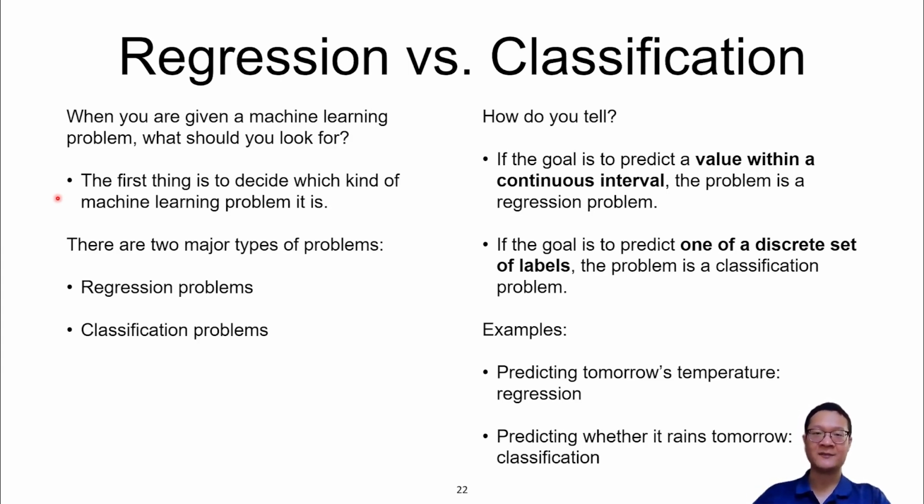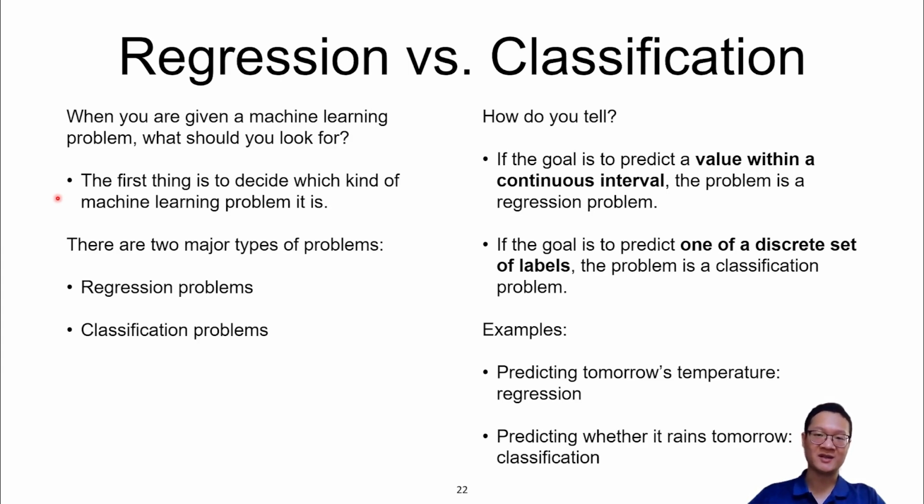So how can you tell? If the goal is to predict a value within a continuous interval, then we have a regression problem. Some examples include predicting the stock price, or asking a robot to decide where to move to next, right? So position and velocity are continuous values. We can also predict the temperature of different cities, for example. So all of these are regression problems.